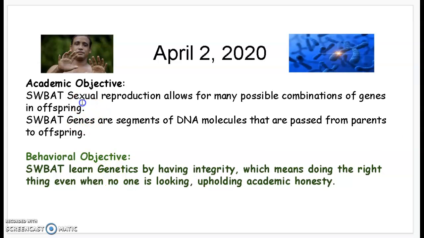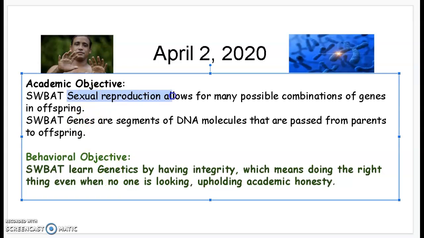And so right now, the most important idea is that sexual reproduction allows for possible combinations of genes. That is what a Punnett square is to show you. Two parents combine half of their genes, half of their traits, in order to create an offspring. That is a possible combination. Genes are segments of DNA, and so we're passing traits from one generation to another, from parent to offspring.